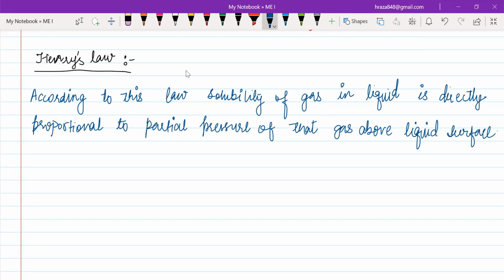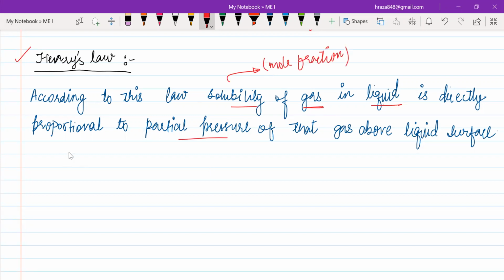Yes, sir. Okay. So we are going to start this Henry's law. See, what is Henry's law? Henry's law is basically that the solubility of a gas in a liquid is directly proportional to the partial pressure of that gas above the liquid surface. First of all, solubility. Henry took the solubility unit in terms of mole fraction.